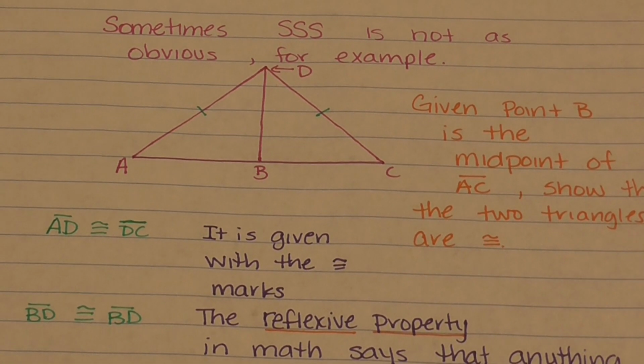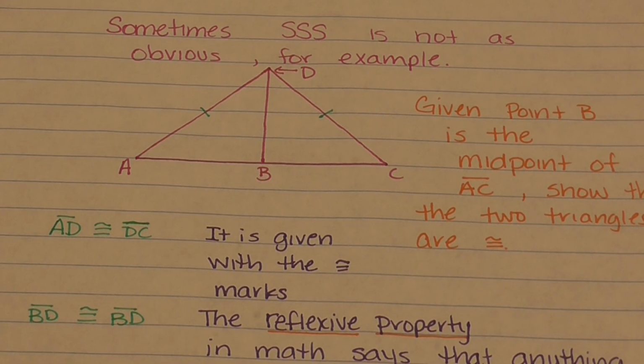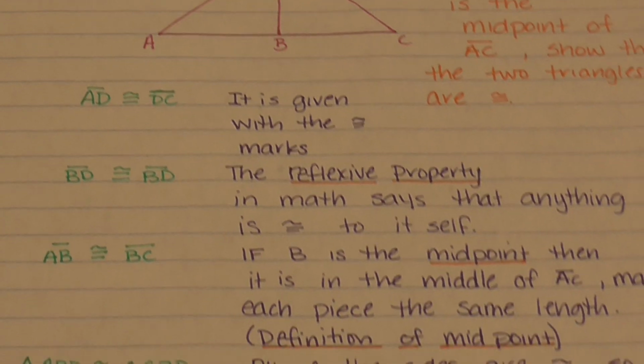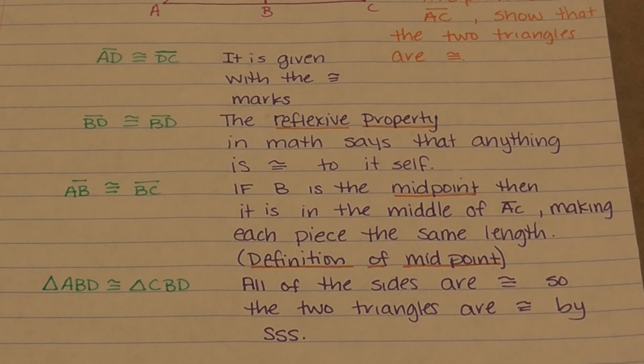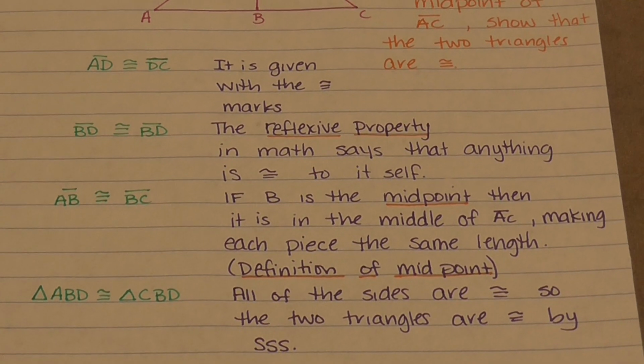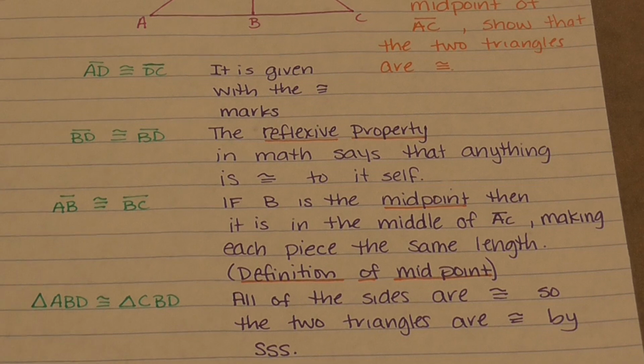Well, we know that side AD is congruent to side DC because it's given with the congruence marks. Side BD is congruent to side BD. Well, it's the exact same line. So the reflexive property says that anything is congruent to itself. And side AB is congruent to side BC. So if B is the midpoint of side AC, so that's the middle of it, that means that part AB and part BC have to be equal to each other because B is right in the middle. It's the definition of midpoint.